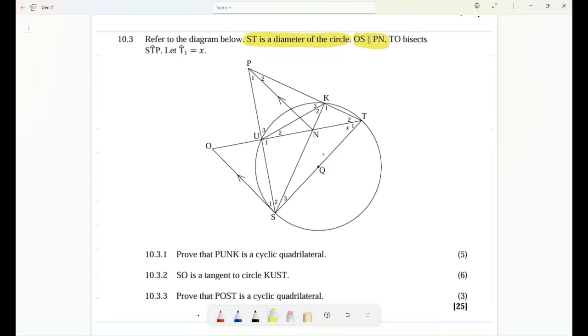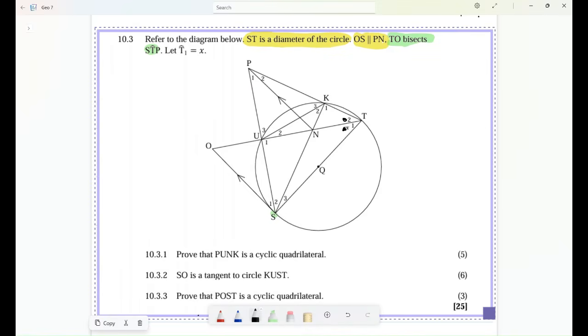Then we are told TO bisects. This is very important. Remember, I said know the difference between bisect and intersect. TO bisects angle STP. So now this angle is bisected. Remember, if it is bisected, it bisects into two equal angles. This angle should equal this angle there.